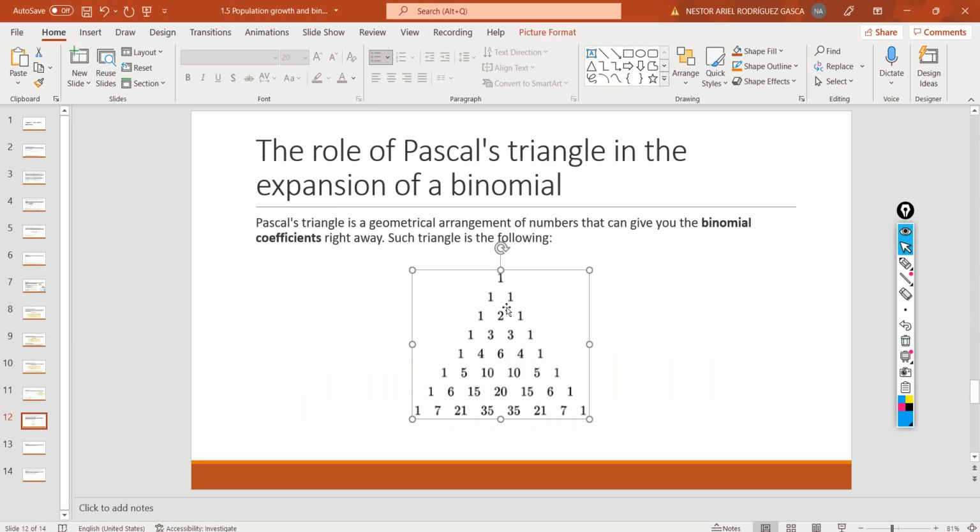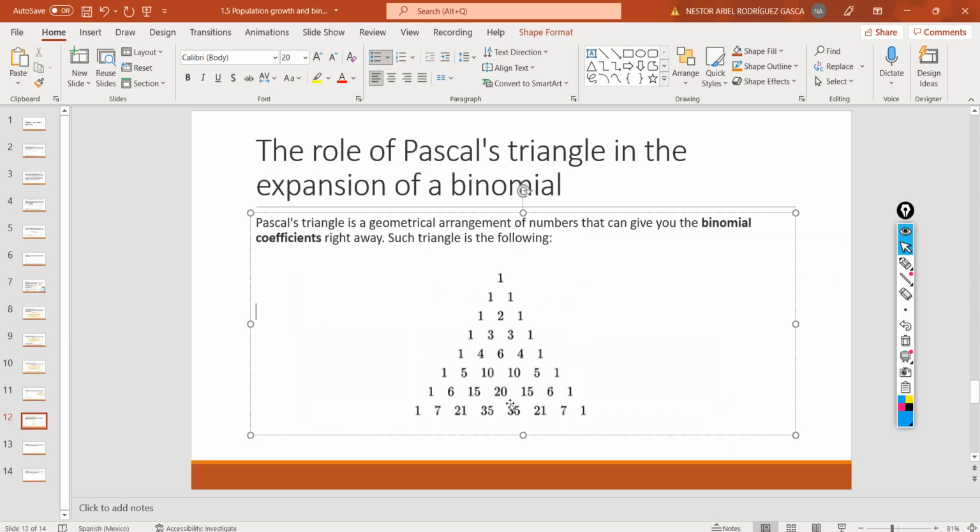So this is the Pascal's triangle. It's an arrangement that looks like a triangle, obviously. These sides, as you can see, are composed of ones. Each of these is understood as a row. For example, this is the first row, second row, third row, fourth row, fifth row, and so on.